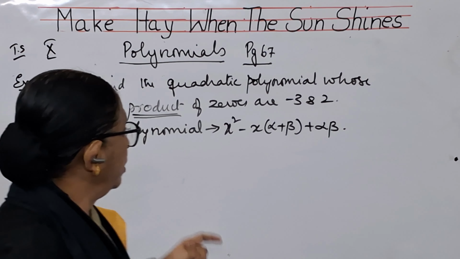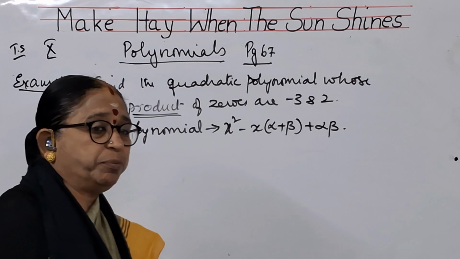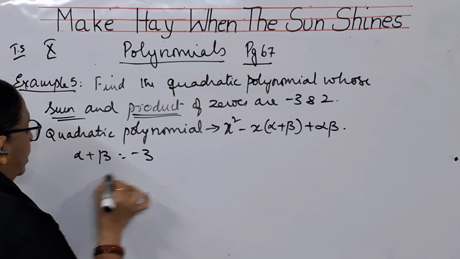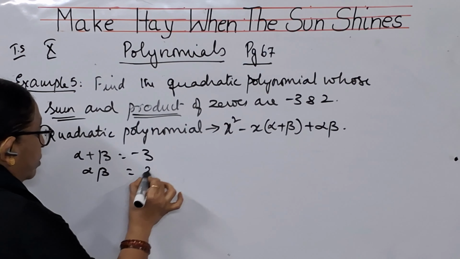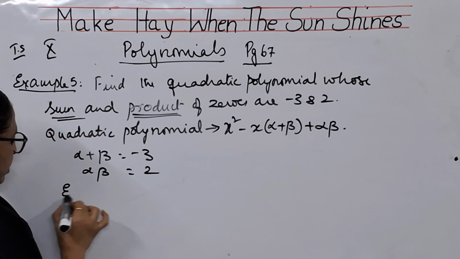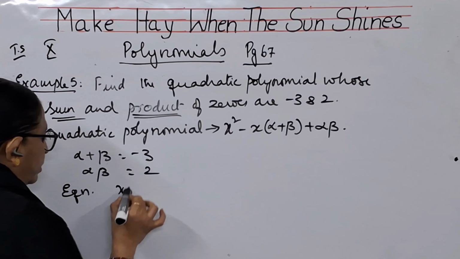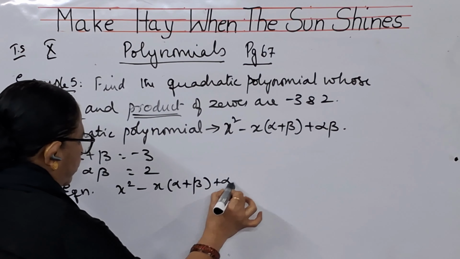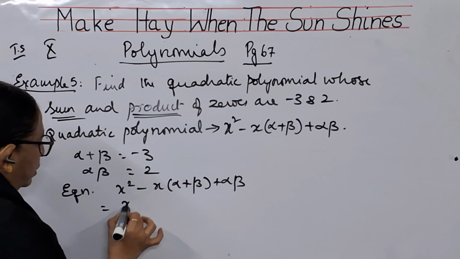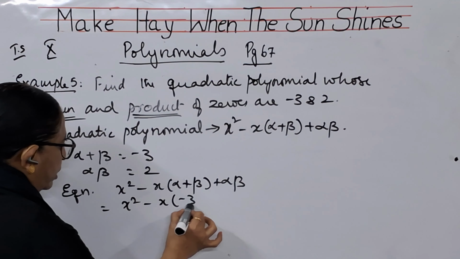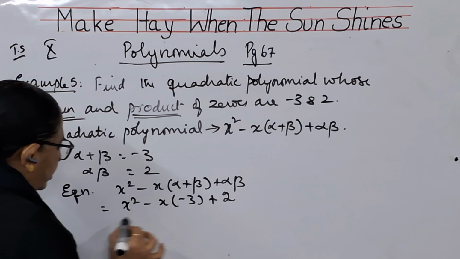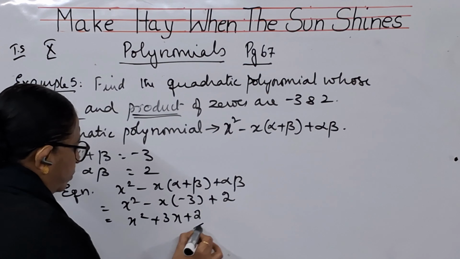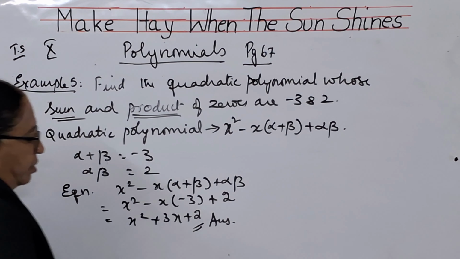Now in this case, you have got sum and product. That means what they have given? Alpha plus beta they have given as minus 3. Alpha into beta they have given as 2. So what is the equation? The equation is x square minus x into alpha plus beta plus alpha beta. That is equal to x square minus x into minus 3 plus 2. That means x square plus 3x plus 2. This is the answer, children.